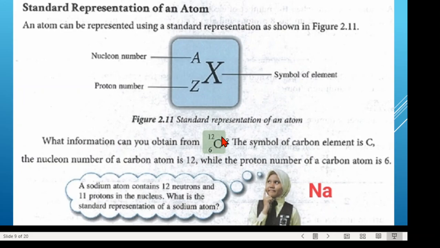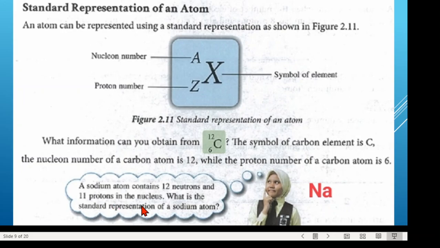For example, C 12 6. C is the symbol of the element, that is carbon. The 12 here is the carbon's nucleon number. The 6 here is the carbon's proton number. Understand? So, here a sodium atom consists of 12 neutron and 11 proton.